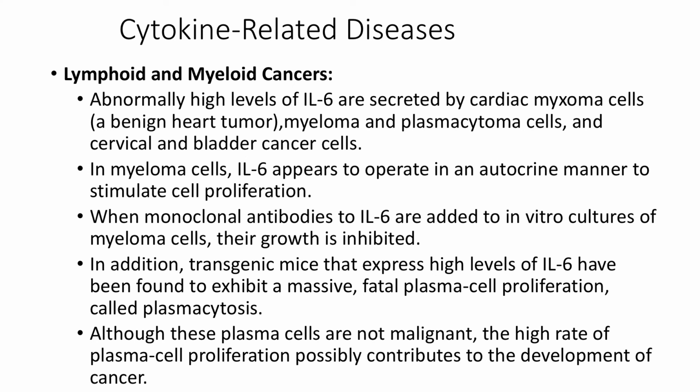In addition, transgenic mice that express high levels of IL-6 have been found to exhibit massive fatal plasma cell proliferation called plasmacytosis. Although these plasma cells are not malignant, the high rate of plasma cell proliferation possibly contributes to the development of cancer.